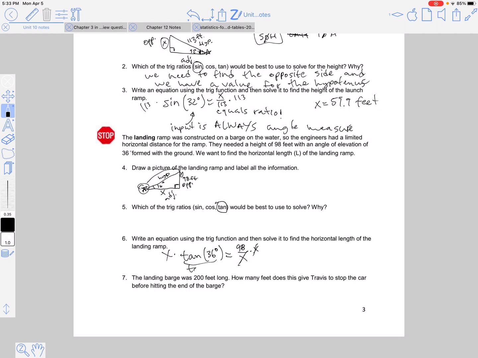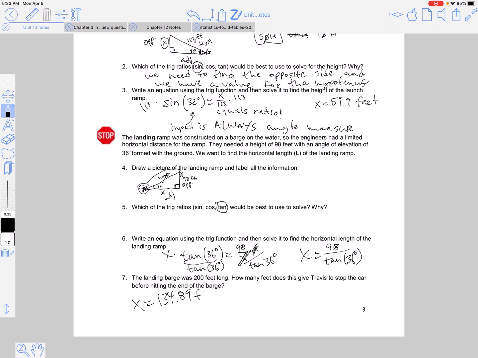And now I'm going to divide by tan 36, tangent of 36 degrees. Divide both sides by that. Remember, this x is gone, I canceled it out. So we have x equals 98 divided by tangent of 36 degrees. I actually already put that in my calculator, but I kind of ran out of room, so I'm going to write it right here.